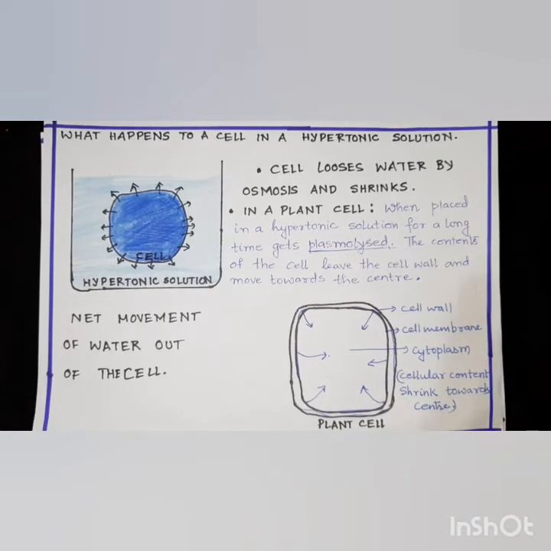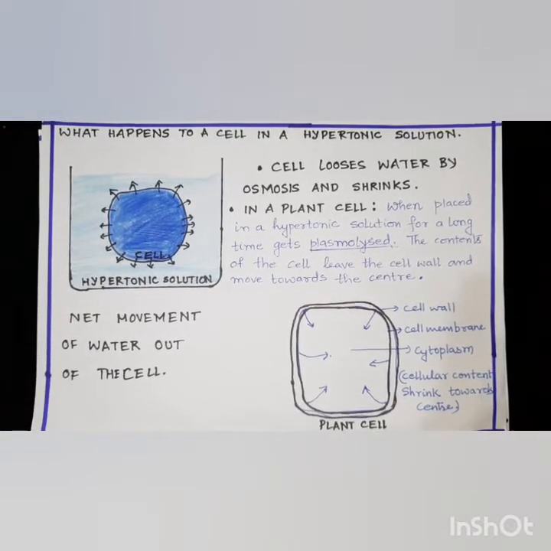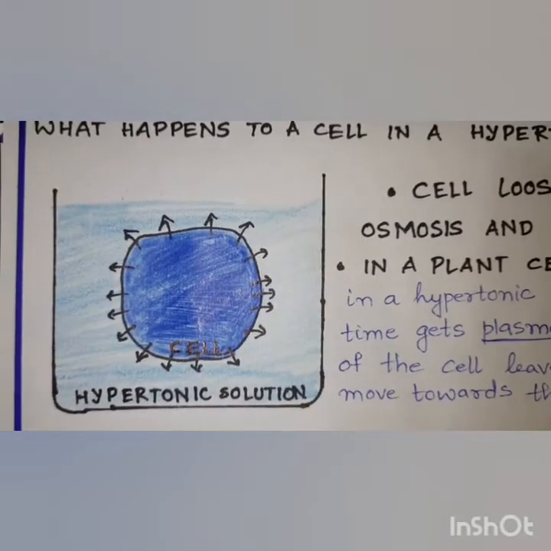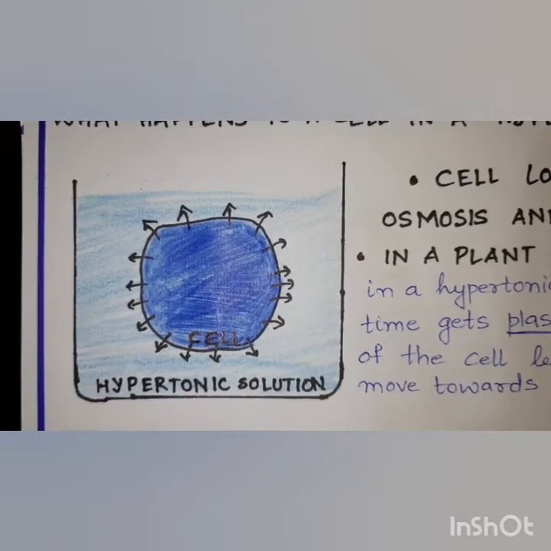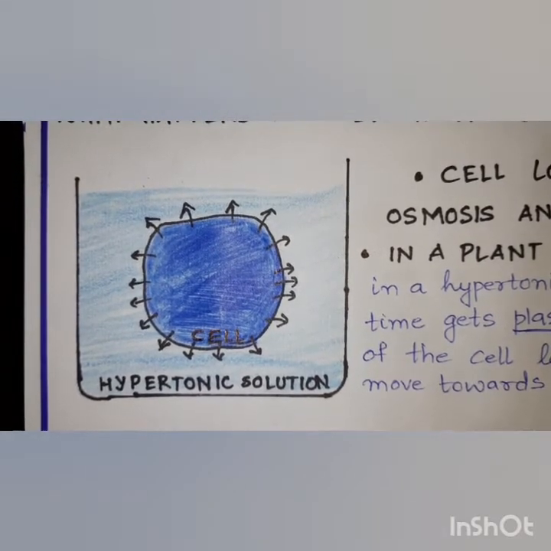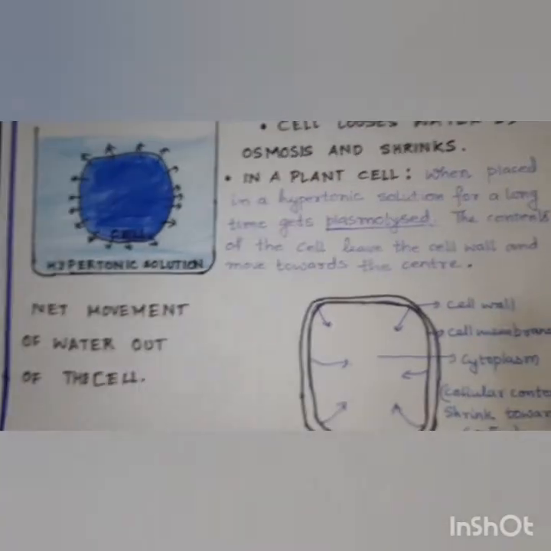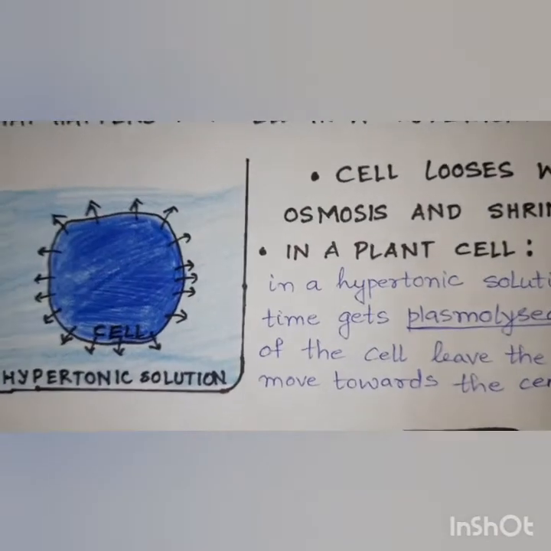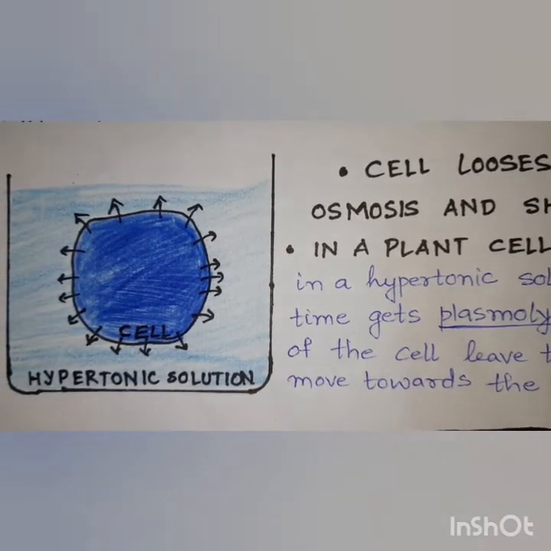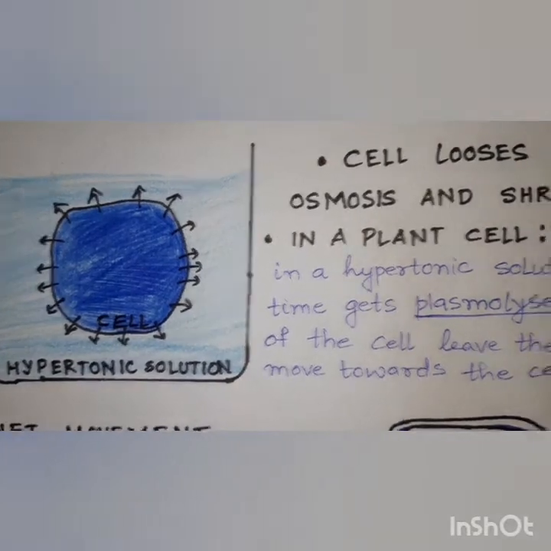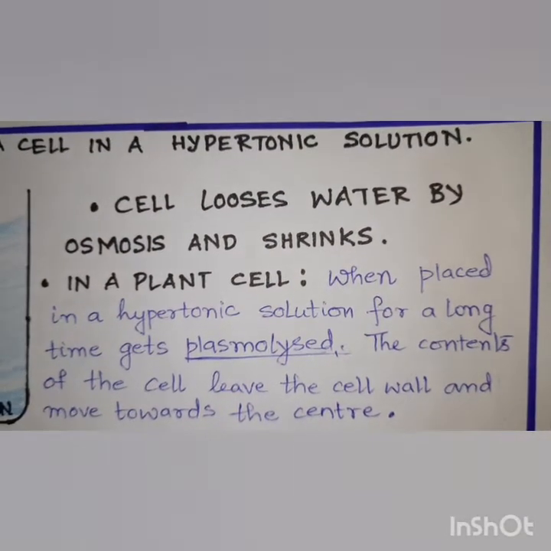Now let us see what happens to a cell in a hypertonic solution. Here in the figure I have shown a cell which is placed in a hypertonic solution. The dark blue color in the cell indicates that it has more water concentration than the solution, which has less water concentration, indicated by the light blue color of the solution. Now when such a thing happens, the cell loses water into the solution and the cell will shrink. The arrows that I have shown in the figure indicate that the water is moving outside the cell into the solution. As a result of this, the cell shrinks.